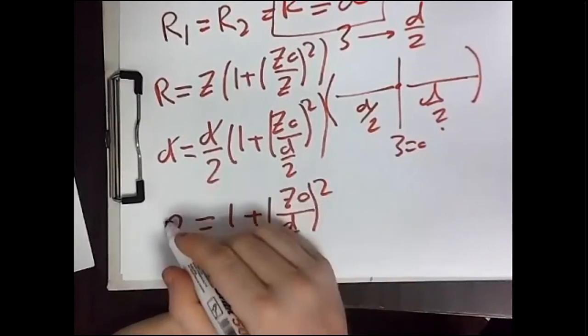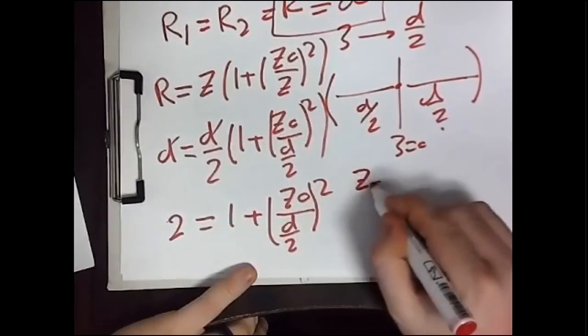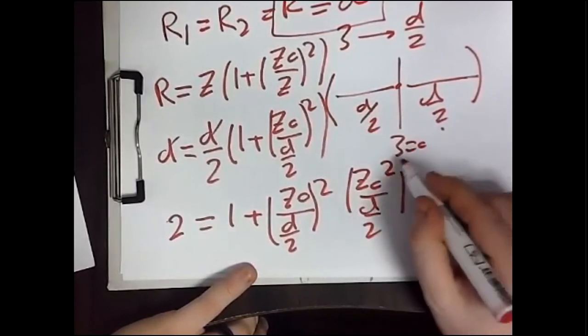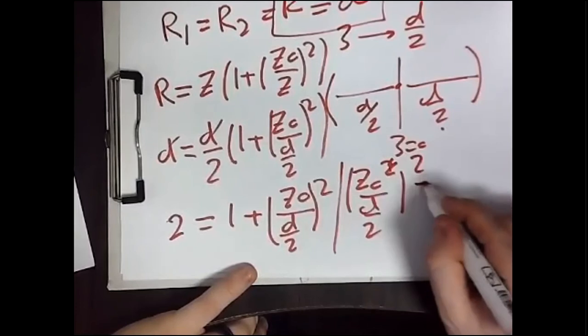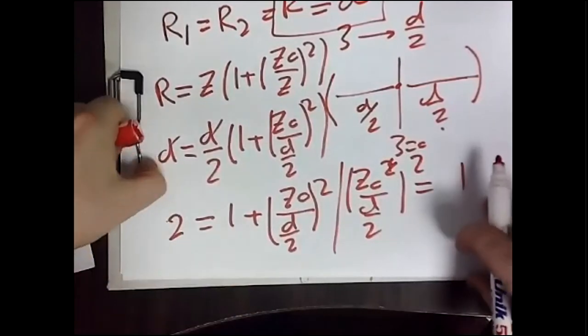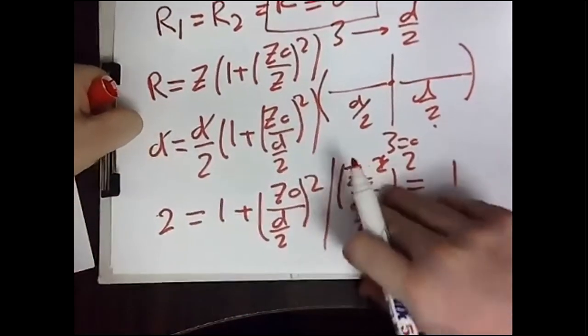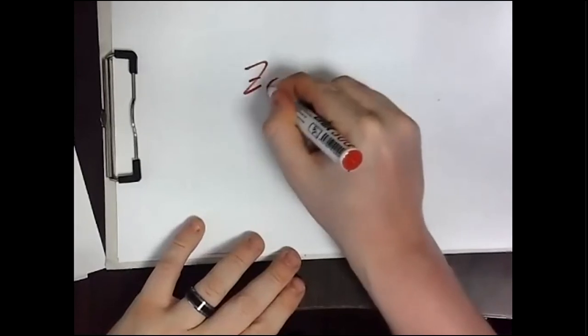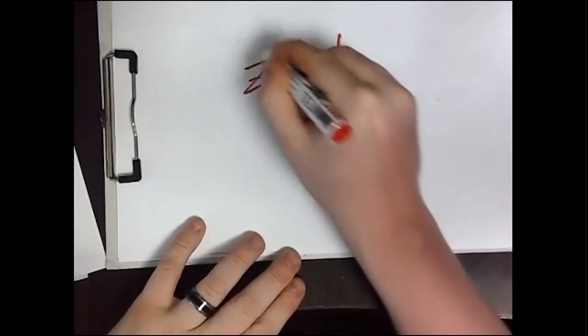Accordingly, you can put this here. So Z node over D over 2 all square is equal to 1. And then you can find that in this case, you have an exact value of Z node equal to D over 2.